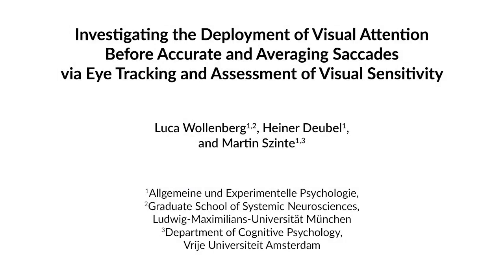This protocol is designed to investigate the spatial deployment of visual attention during saccade programming, and it allows one to assess what people attend before they look somewhere. The main advantage of the protocol is that one can analyze visual attention before the execution of so-called averaging saccades, which land at an intermediate location between two saccade targets.